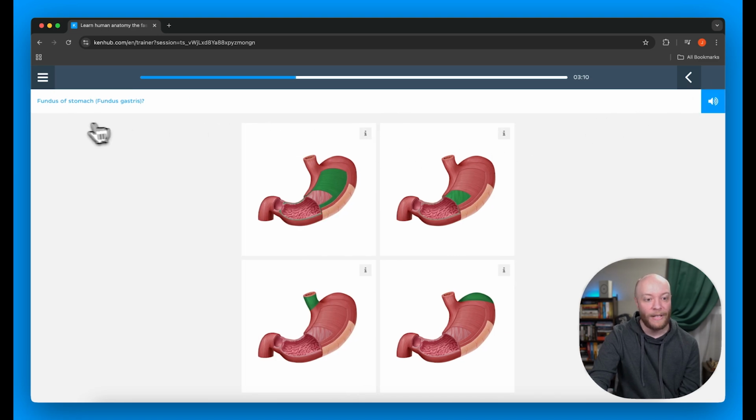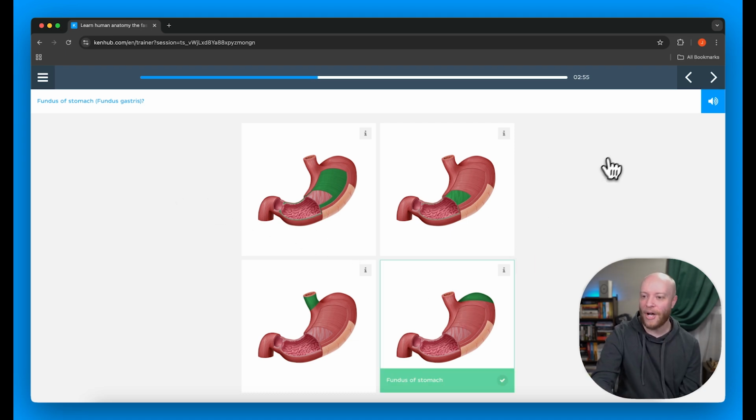All right. This time we're asking about the fundus. The fundus. And again, we have the same images. So take a brief moment, look them over. And the answer is going to be here. So the top.